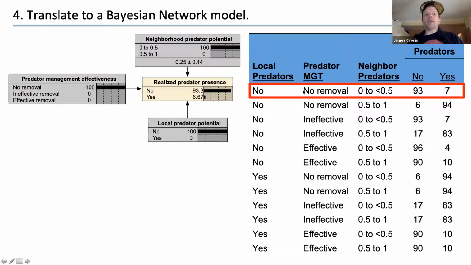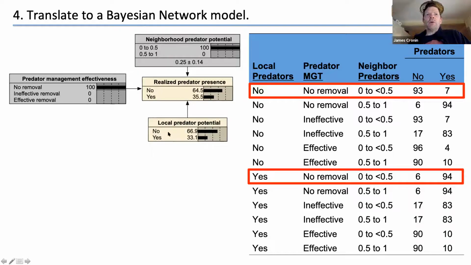We can see these probabilities play out when we use the model. We can enter no into local predator potential, no removal into predator management effectiveness, and enter that the neighborhood predator potential is less than 0.5. And so we get 93 and effectively 7. I just rounded it in the table to make the table a little easier to look at.